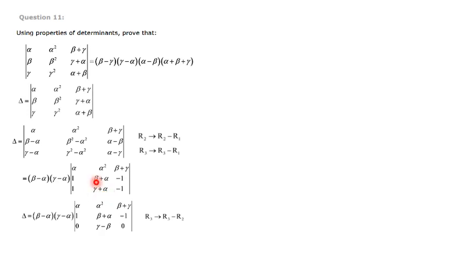Gamma plus alpha minus beta minus alpha, so alpha alpha is gone. Then gamma minus beta will be there. Then minus 1 minus minus 1, that is minus 1 plus 1, that becomes 0. Now when you consider the third row, two elements are 0. So we can expand easily along R3.